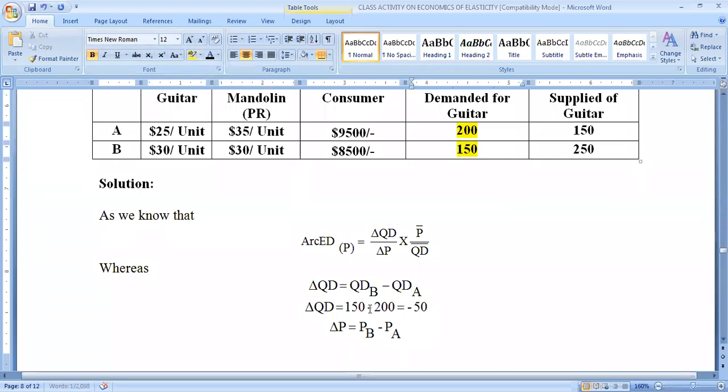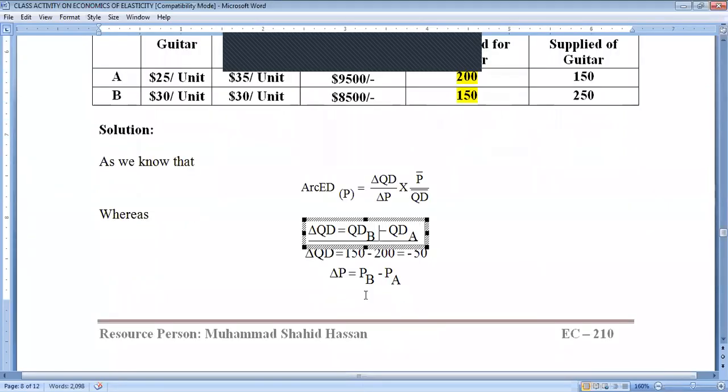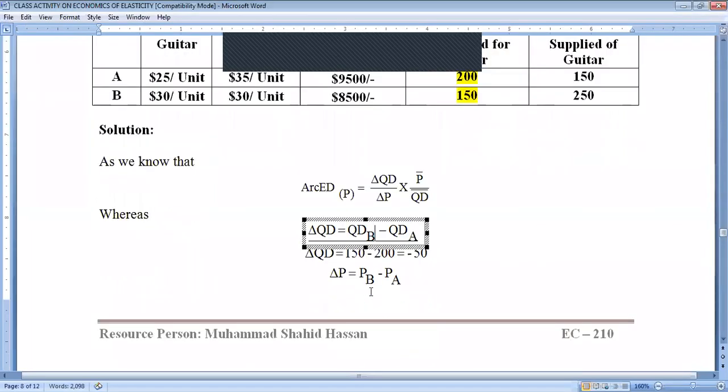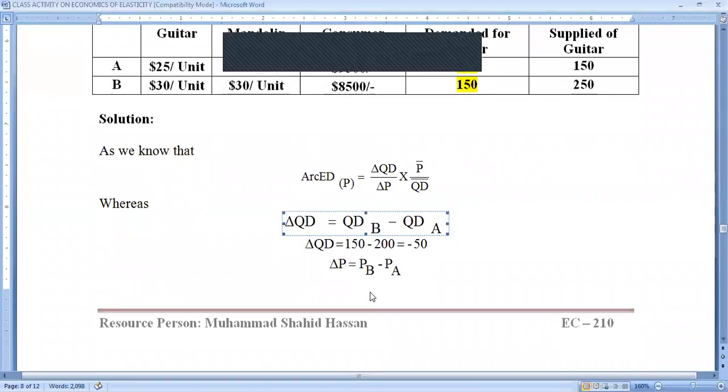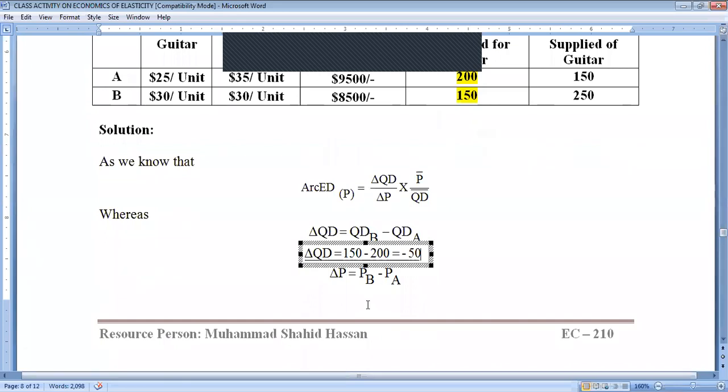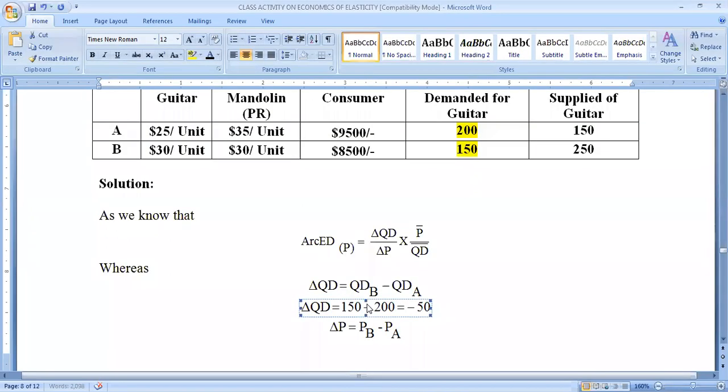So delta QD, if you look at this information, then you will subtract 200 from 150 to obtain answer minus 50, right? So this is your component number one.